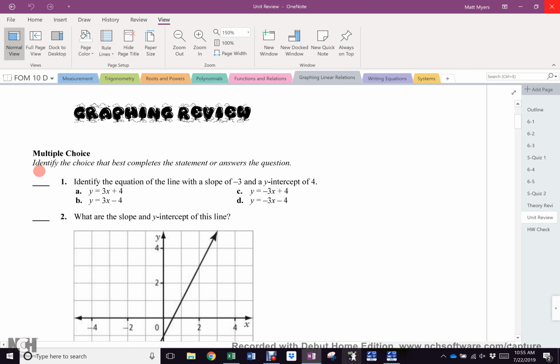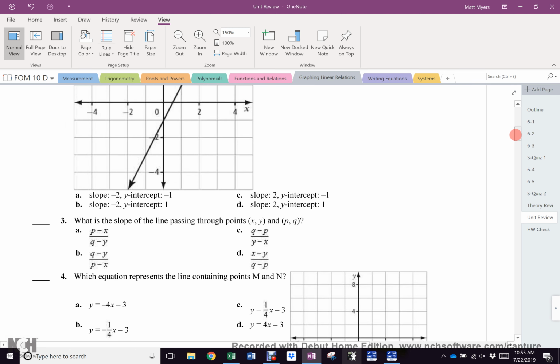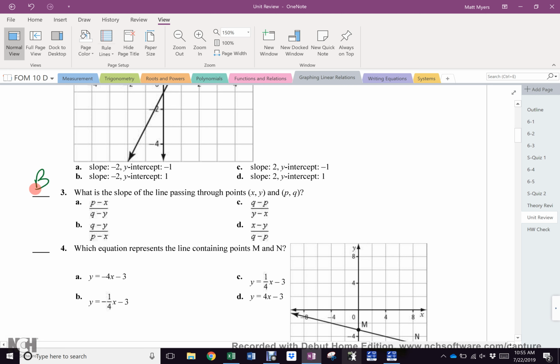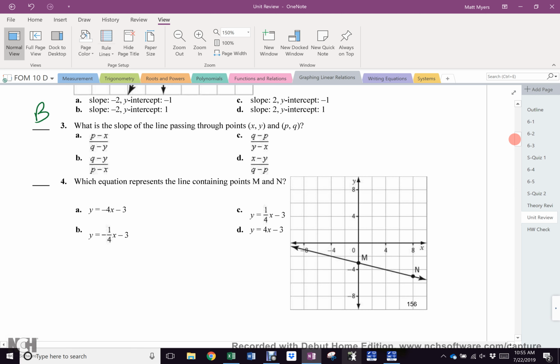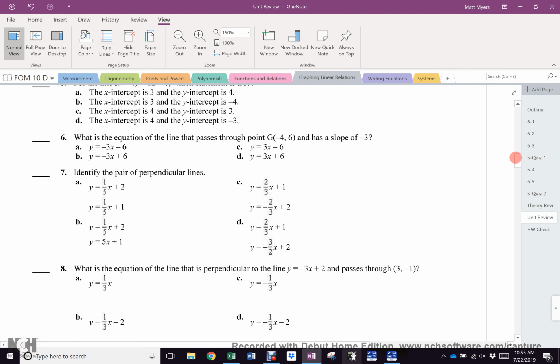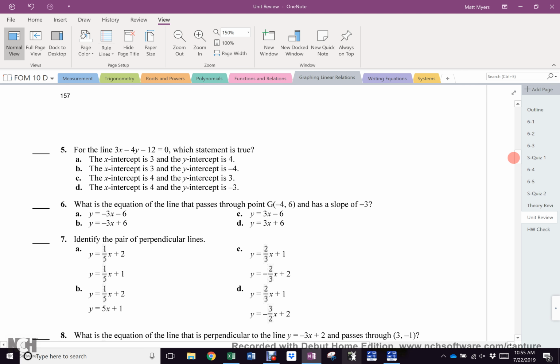Number 1. What is it? C. Number 2. What is it? Number 3. What is it? B. It's B. And what's 4? B. It is B. As in bummer, I've not been paying attention. Number 5. D. Sounds like I need to check that one over. Do I?